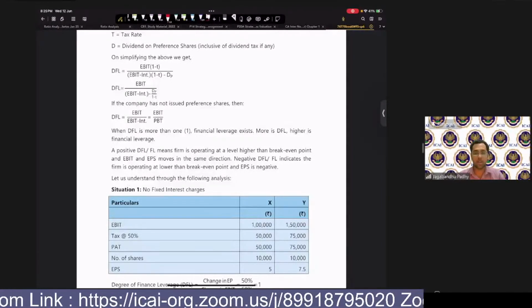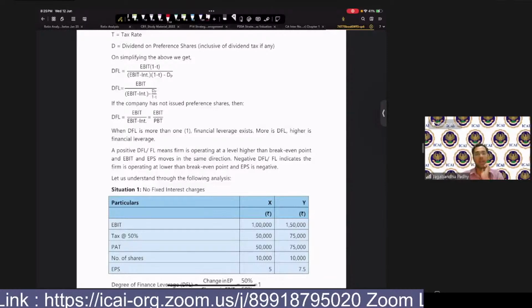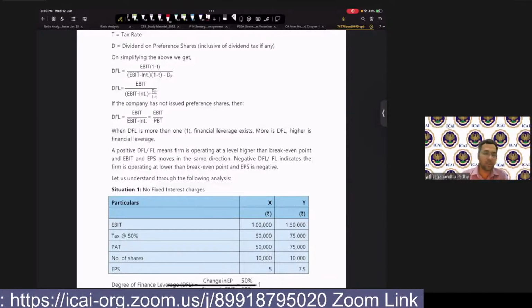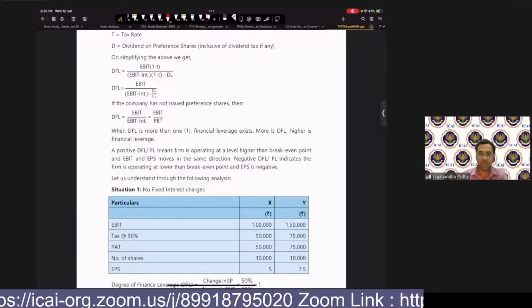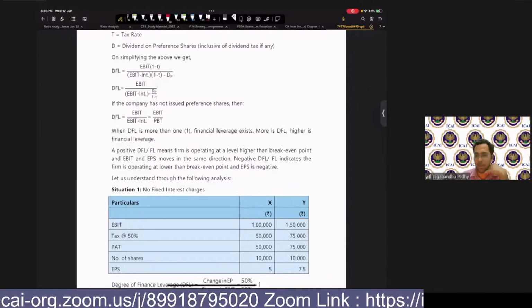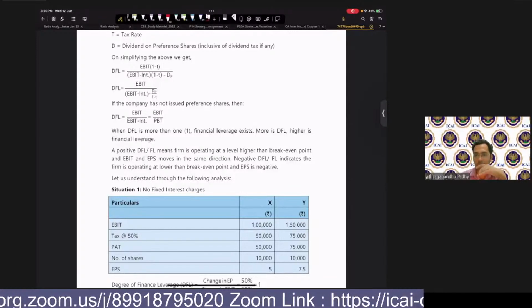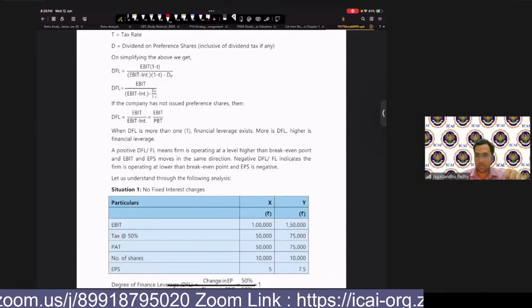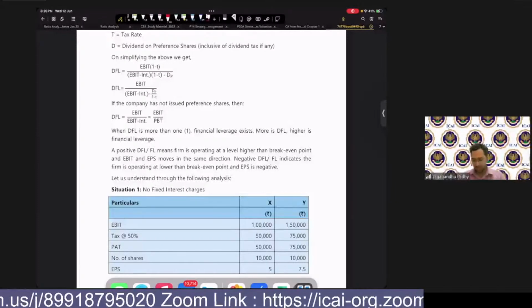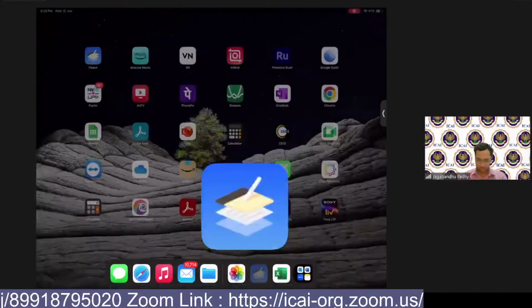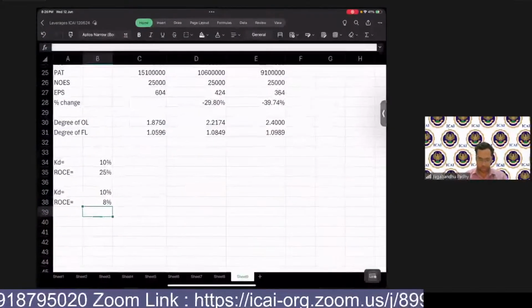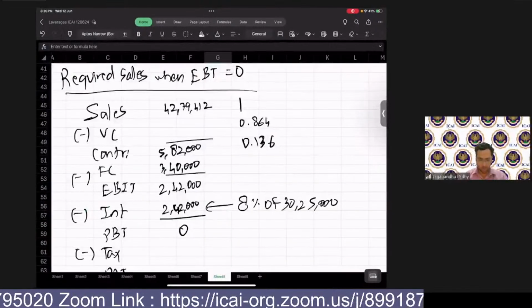Fine. So if there are no queries, let's just stop here for the day. We'll meet again this Saturday, and again one more session on Wednesday to cover the remaining things. I'll be uploading the file, this Excel file, whatever we have done. From there, you can refer to the appropriate formulae and all the shortcuts that we have discussed till now.